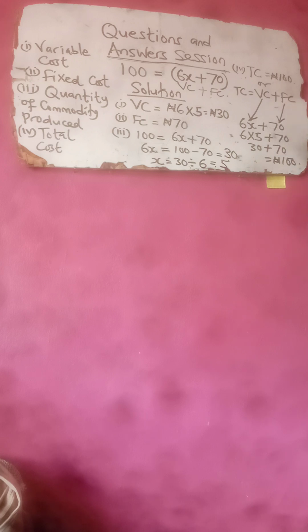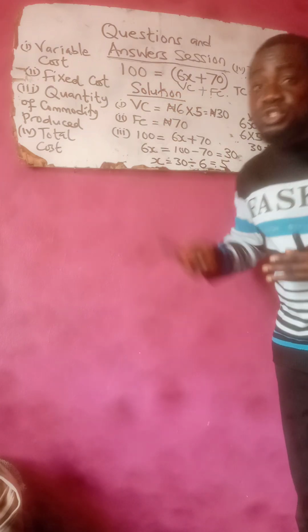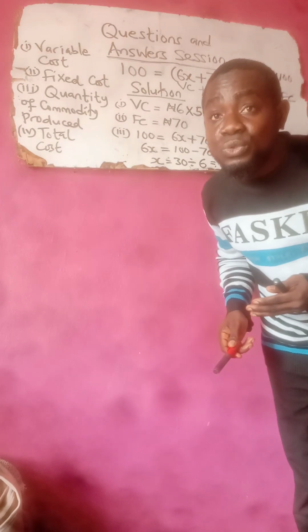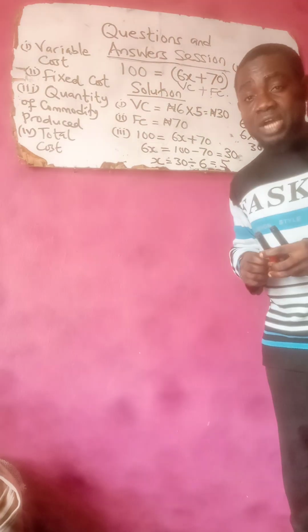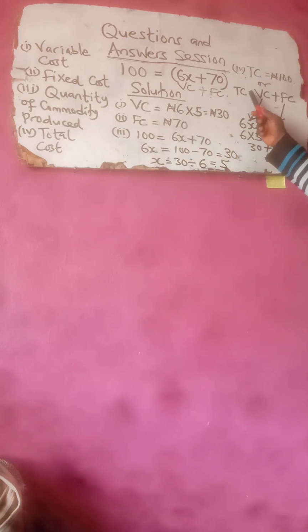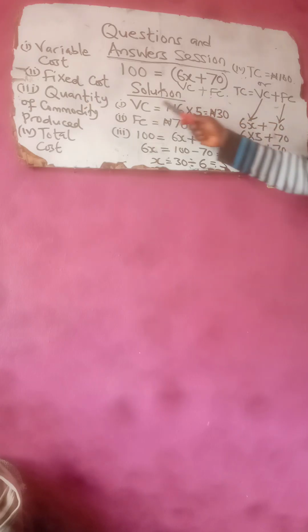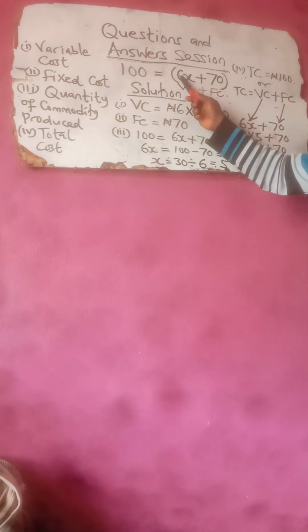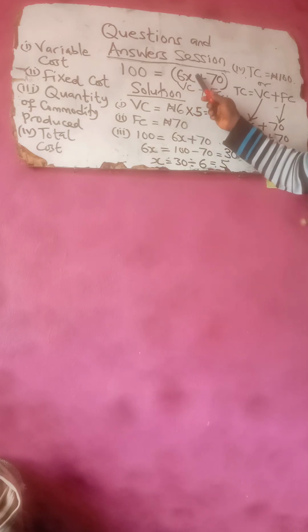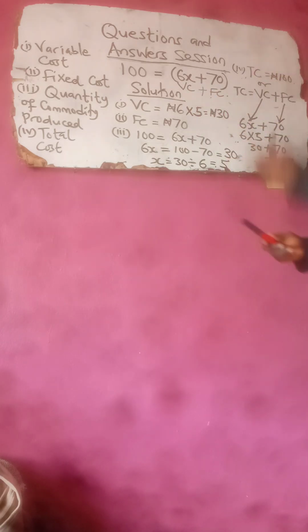But if you don't want to carry out the working, the total cost is looking at you, which is 100 naira. Alternatively, if you want to carry out the calculation, total cost is variable cost plus fixed cost. The variable cost is determined already, which is 30 naira. That is determined by multiplying the cost per unit with the quantity of the product. If you do that, you have 30 naira added to the fixed cost of 70, which gives you a total of 100 naira.